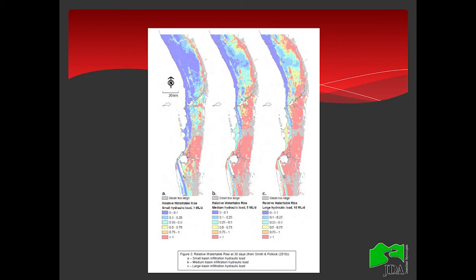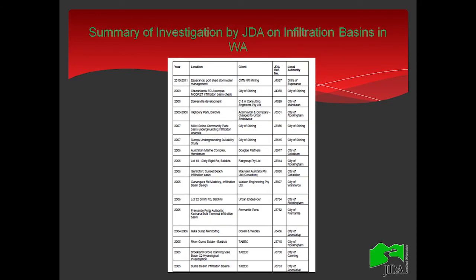I have just listed here, this is just page 1 of several pages, of where my company has done infiltration basin sizing. So this is in the paper. We've listed the local authorities. They range from Shire of Esperance, this is actually on the port at Esperance, on the jetty, where they're infiltrating stormwater. City of Stirling, Churchlands campus. Quite a lot. Iluka Sump, Coastal and Webley, we actually monitored that one in Joondalup to check what the infiltration rate was, because we sized that smaller than the Wanneroo criteria, which was approved as long as we did 2 years of monitoring to show how it performed. Kieran did that, I think, when he was with us.